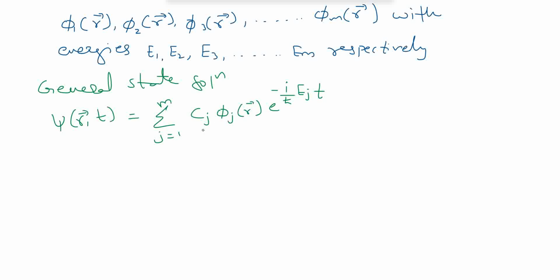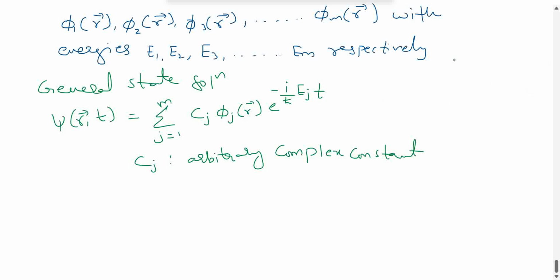So Cj is a constant. Cj is an arbitrary complex constant. Whenever a solution is a superposition of other solutions, they are related by some constant like Cj, an arbitrary complex constant. When we multiply this arbitrary constant with these specific solutions and then superpose those solutions, we get the general solution. So this is the time independent Schrodinger equation and the stationary states general solution.